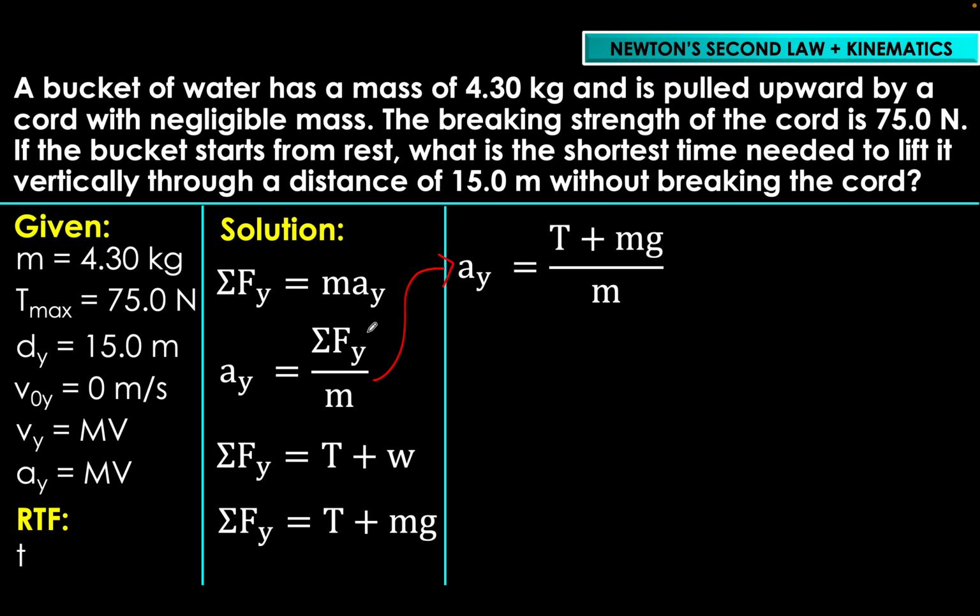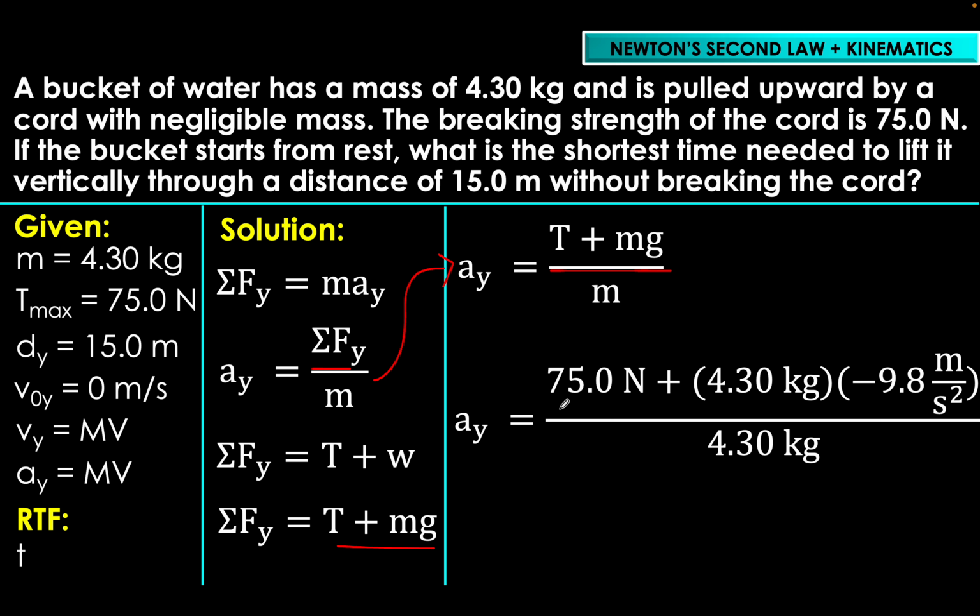There's nothing new in here. I just replace sigma F sub y with tension plus mg because that is what it's equivalent to. Next, we plug in the given. So tension force is 75 newtons, and then this is the mass of the bucket. This is gravitational acceleration on Earth, and then this is again the mass of the bucket.